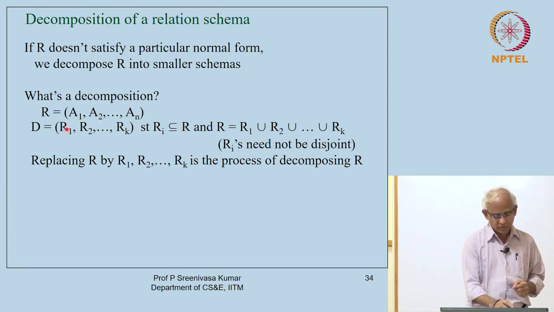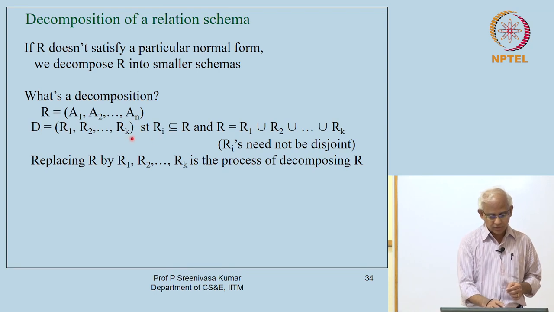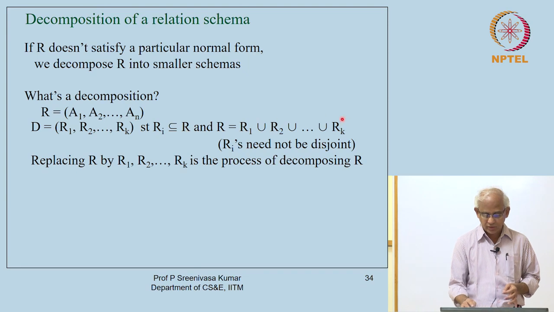A decomposition is nothing but taking a relation scheme and replacing it with R1 through Rk, and we call this D, the decomposition, and these R1 through Rk are such that Ri is a subset of R and they collectively give back our set of attributes R. Take the union, you will get back R.